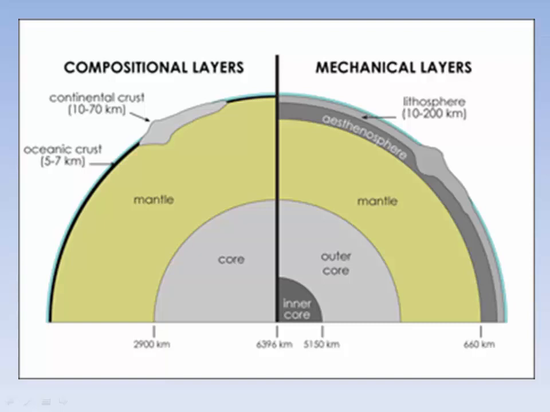So here's our diagram again that compares the layers by their composition versus their mechanical or physical properties, basically whether they're solid or liquid. And the lithosphere is solid. It's made of the crust and the outer solid mantle. The asthenosphere is the outer liquid mantle, squishy mantle. What we call the mantle now is solid. The outer core is nickel and iron but liquid, and the inner core is nickel and iron but solid. So it goes solid, liquid, solid, liquid, solid.